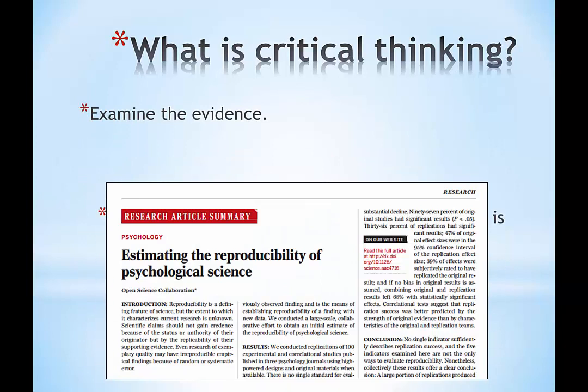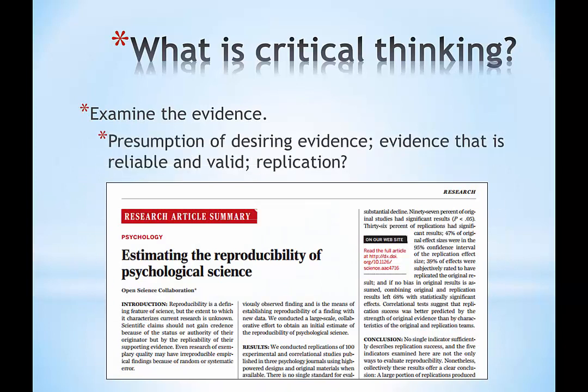Another characteristic of critical thinking is to examine the evidence. So first off, this is the presumption that we actually want evidence, which we do. Now, we want evidence that has certain characteristics, and we'll get into that in the next couple of slides. But one of those characteristics is that we want it to be replicable. That is, it's reproducible, repeatable. And you can see a snippet of an article that came out in 2015 where 100 classic studies in psychology were replicated by different researchers around the country.